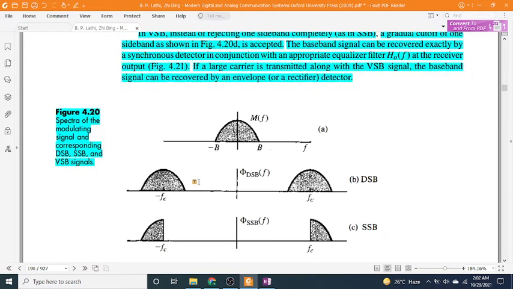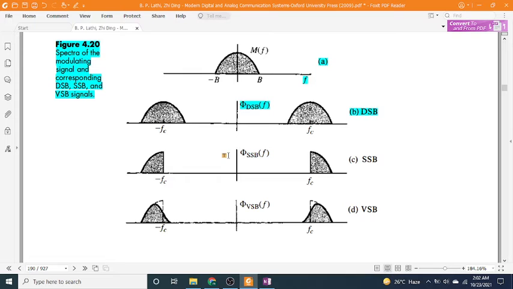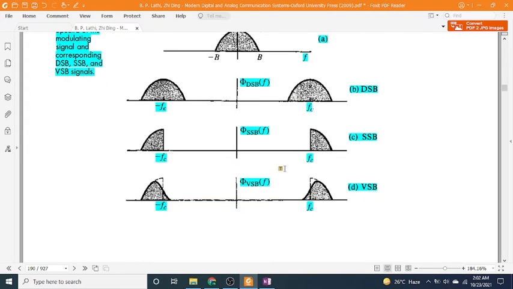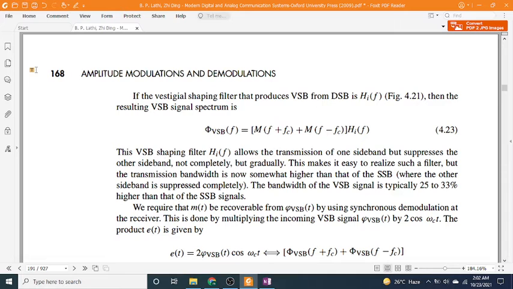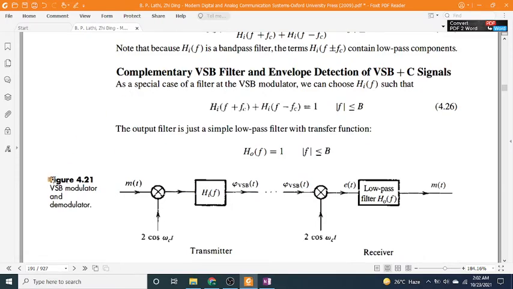A. DSB. B. SSB. C. VSB. 168 Amplitude modulations and demodulations. Figure 4.21. VSB modulator and demodulator.